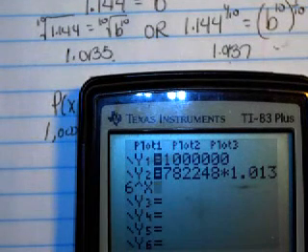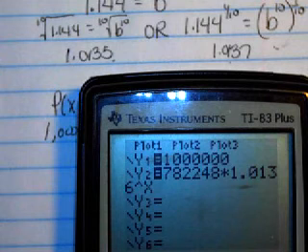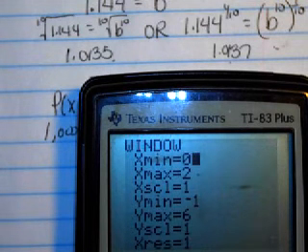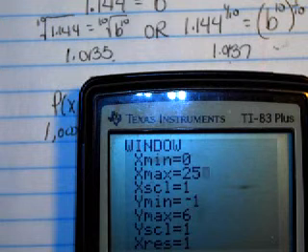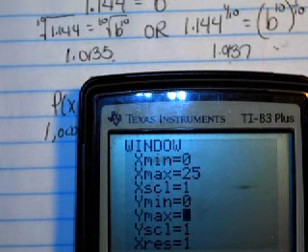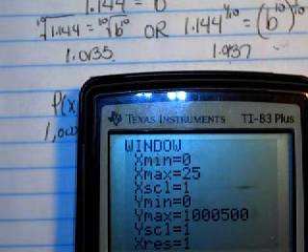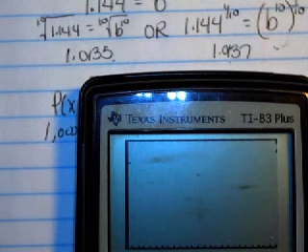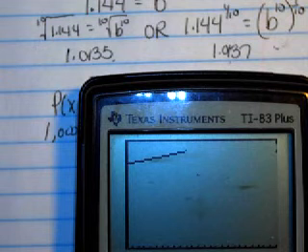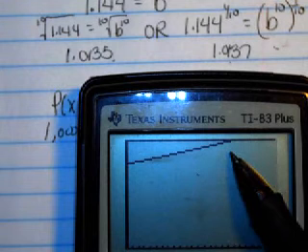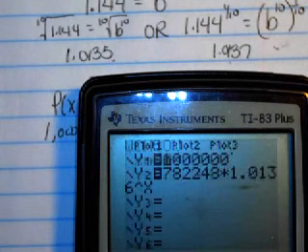Now we're going to have to set the window because we don't want a million, so we go to window, and we'll put this at 0. And let's go to 25. That may be too much. I don't know. And then for the y, a million, well, let's put 1,500,000. And let's put a scale at 1,000. And graph. Well, it didn't give me enough room, so I'm going to have to do it again.